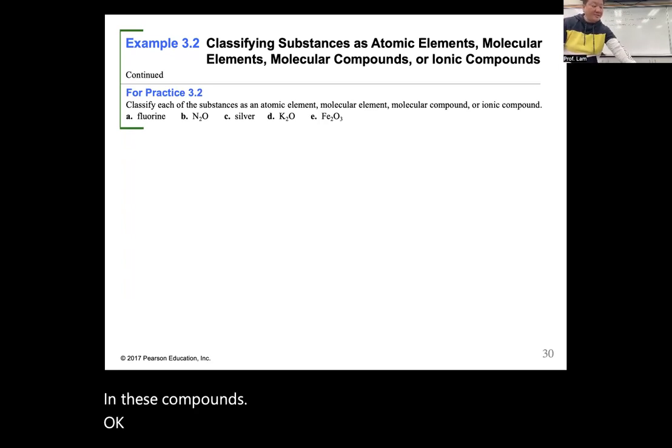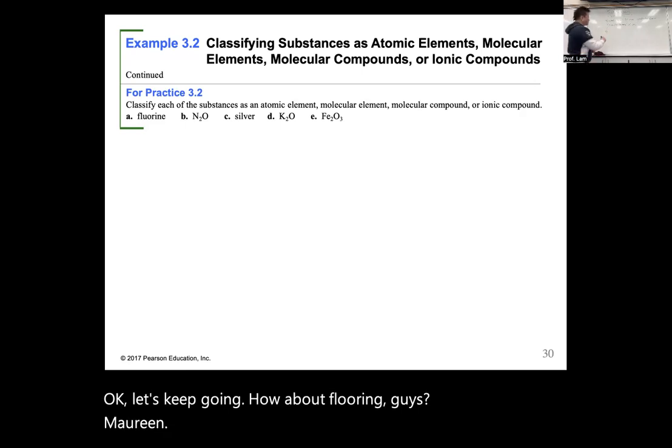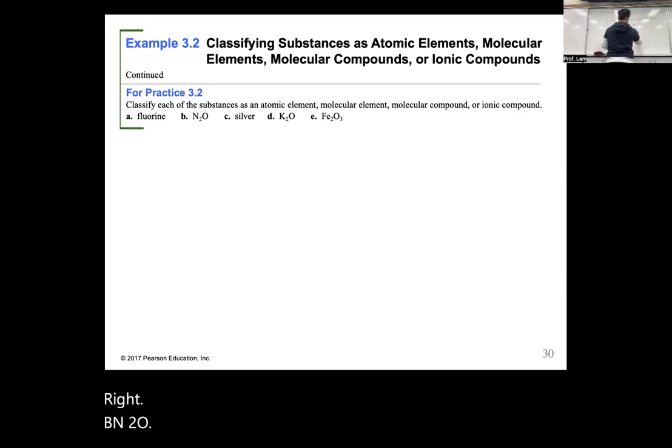Okay, let's keep going. How about fluorine, guys? Fluorine. Right. B, N2O, molecular compound. C, silver, atomic element. D, K2O, ionic. Good. E, Fe2O3, also ionic, because iron is a metal.